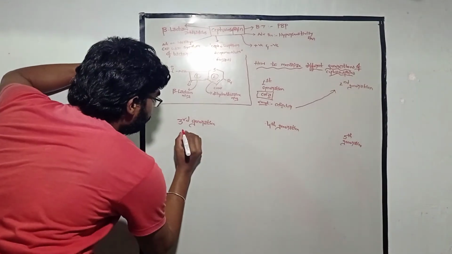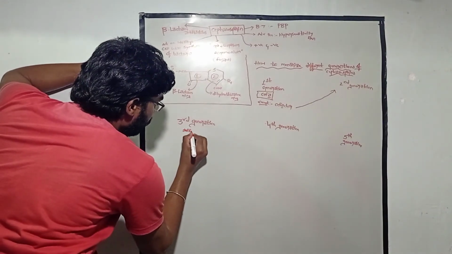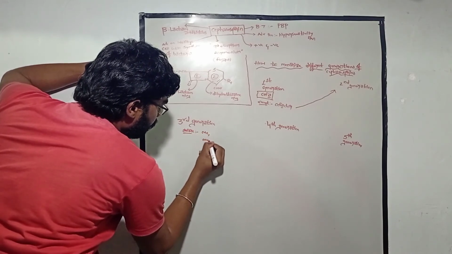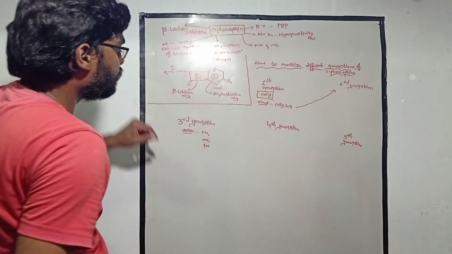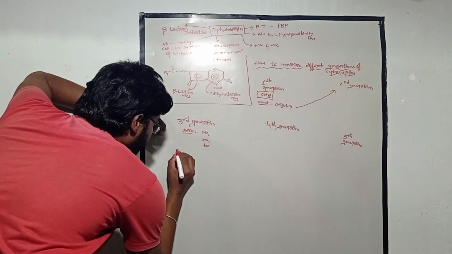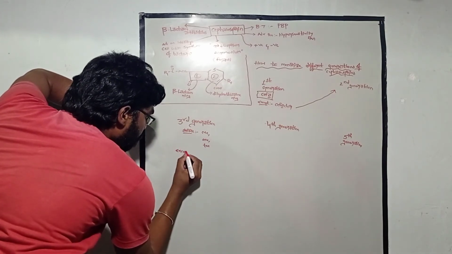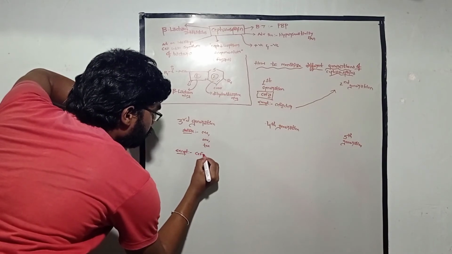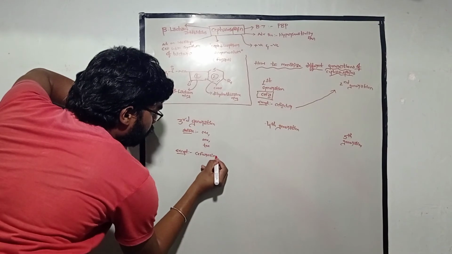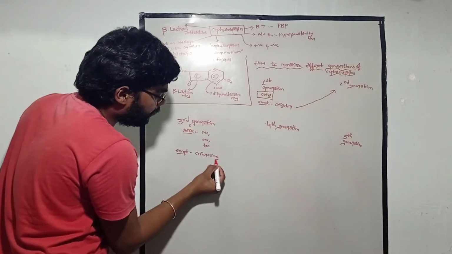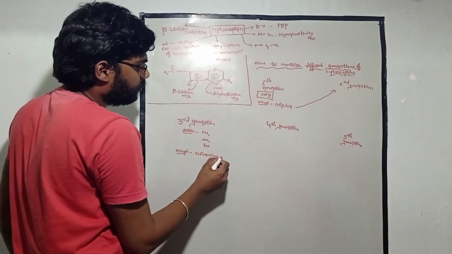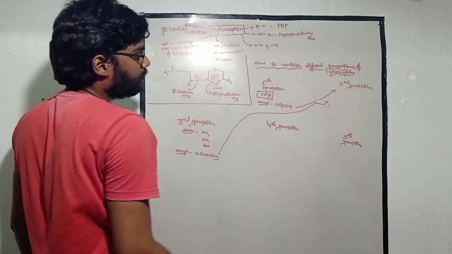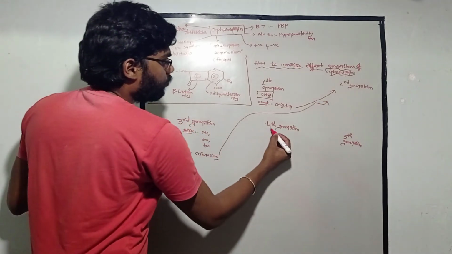Coming to third generation, drugs with a suffix ending with me, 1, or 10 all belong to third generation. There is one exception, cefuroxime. Although it ends with me, it does not belong to third generation. It belongs to second generation.